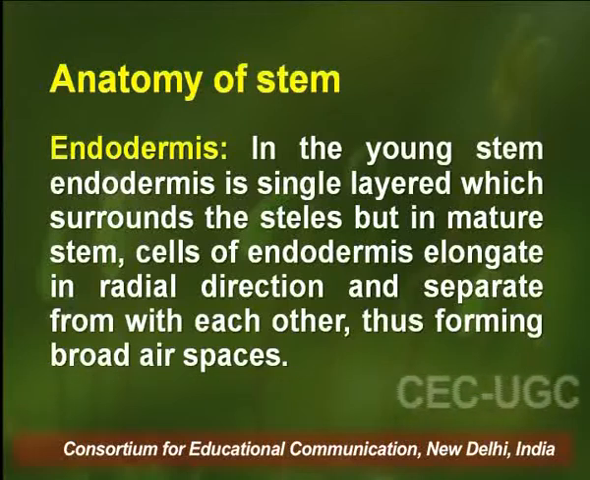In a mature stem, the cells of the endodermis elongate in radial directions and separate from each other, and they form broad air spaces. The trabeculae possess Casparian thickenings. The trabeculae are unicellular, but sometimes many become multicellular filamentous structures due to formation of tangential walls.